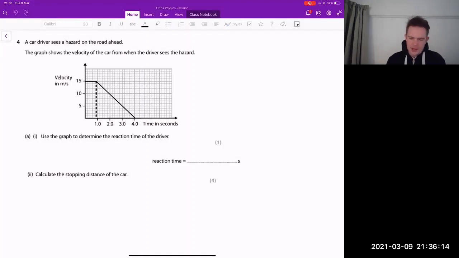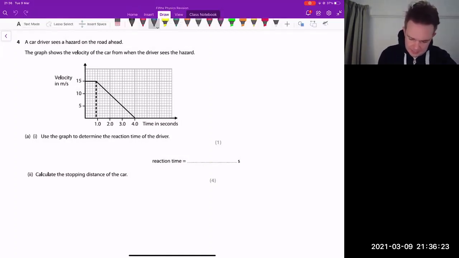Right, my solution. A car driver sees a hazard on the road ahead. The graph shows the velocity of the car from when the driver sees the hazard. So you can see straight away that they continue moving at 15 meters per second before they even hit the brake for about, it looks about like 0.9 seconds.